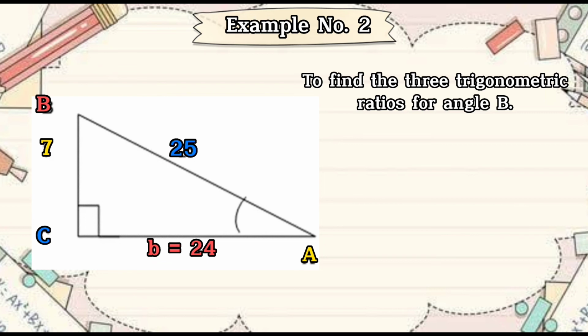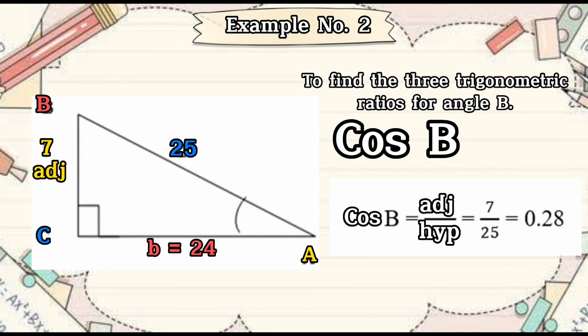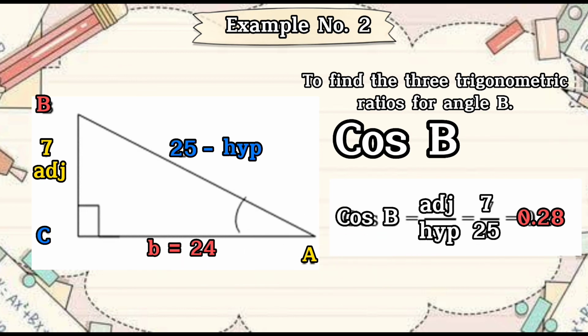Next, to get the value for cosine B, let us use the formula for cosine, which is adjacent over hypotenuse. At substitute lang natin sa triangle natin yung value ng adjacent and hypotenuse sa theta natin. Therefore, 7 over 25 is equal to 0.28. Thus, cosine B is equal to 0.28.